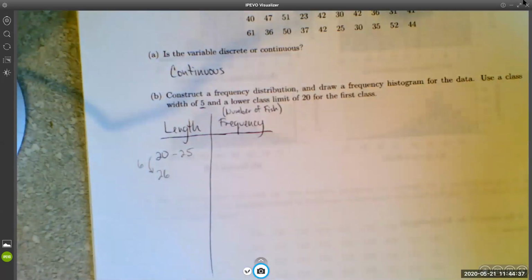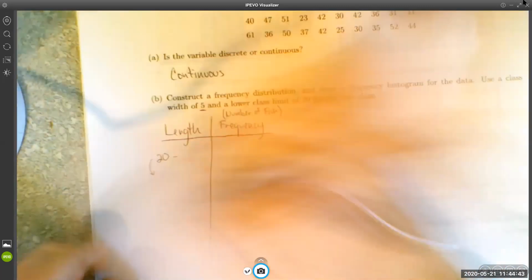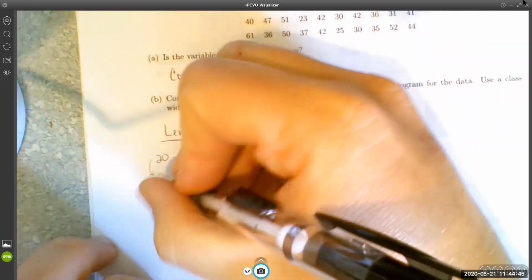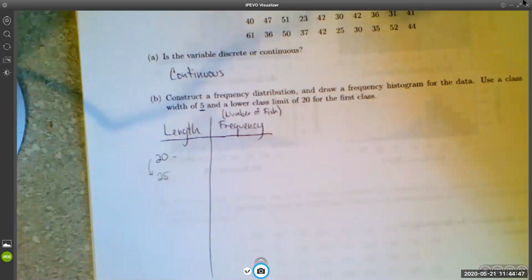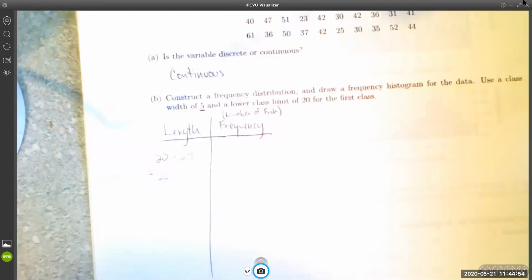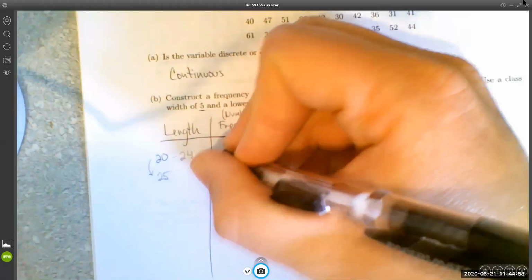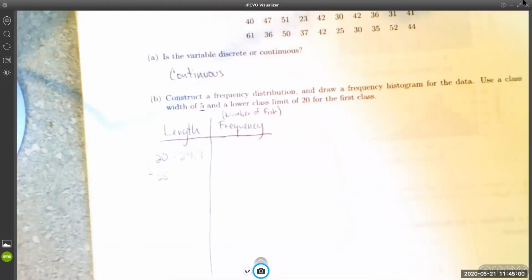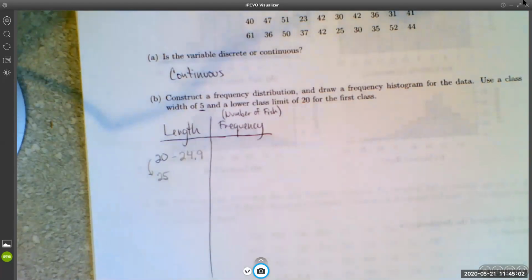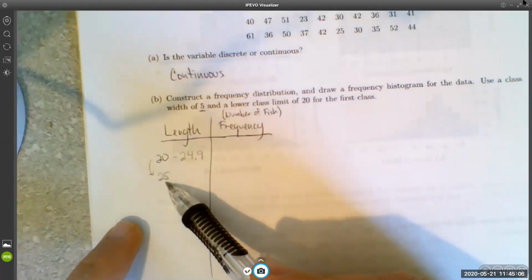Okay? So if you want your class width to be 5, then really the next class needs to start at 25. And if the next class starts at 25, then the first class needs to stop at 24. Or if you like, you can say it can go all the way up to 24.9 or 24.99999 or whatever. But the next class has to start at 25.